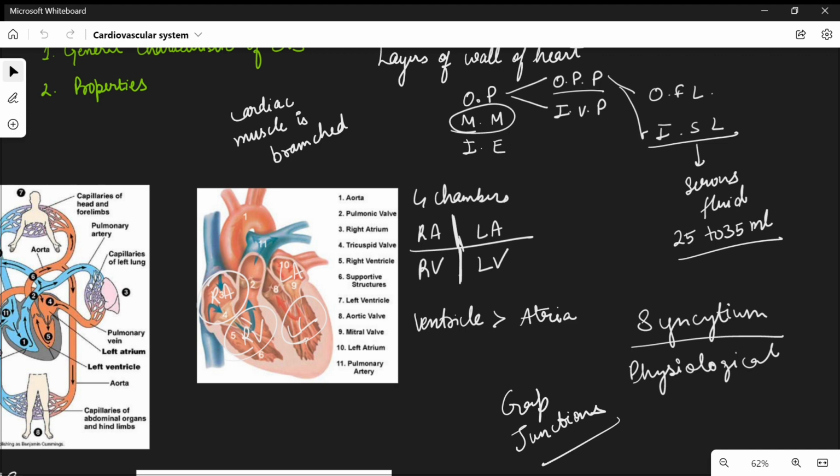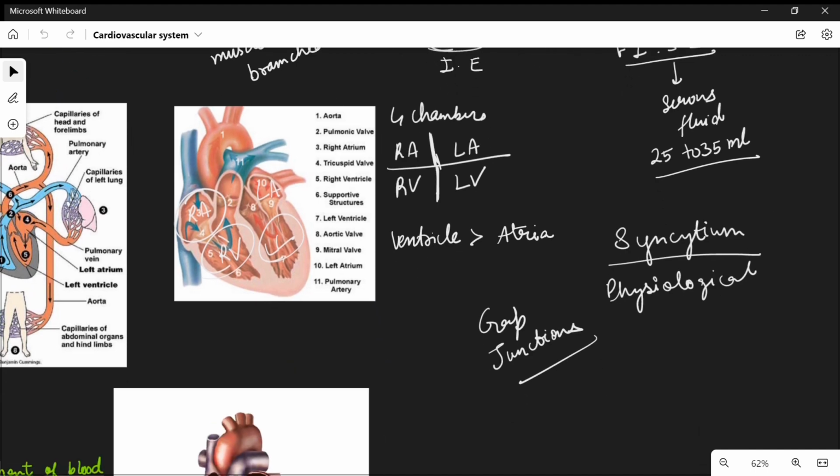Now in myocardium, 3 points you have to remember. First of all, 3 functions myocardium has. First of all, contractile function. How does it do this? Through the proteins in muscles. Second is the pacemaker.